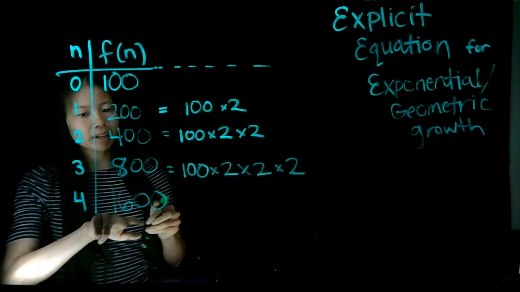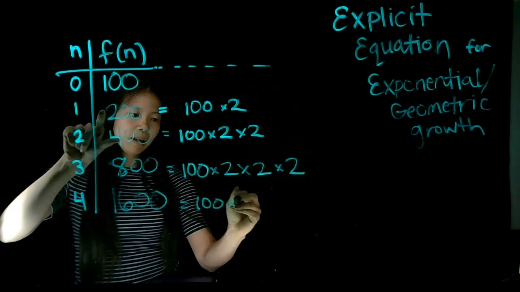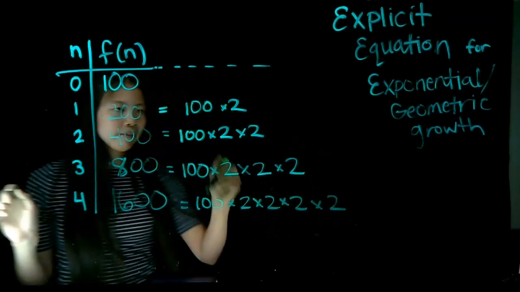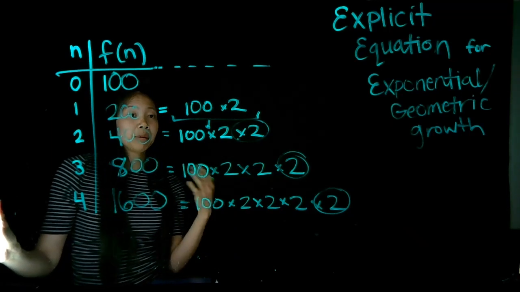Okay, another way I could write 1600 is from the very beginning I had $100, and I multiply that by 2, then I multiplied that by 2, then I multiplied that by 2, and then I multiplied that by 2. I'm taking everything I had before, and I'm multiplying it by 2, right? Is there a shorter way we can write this?